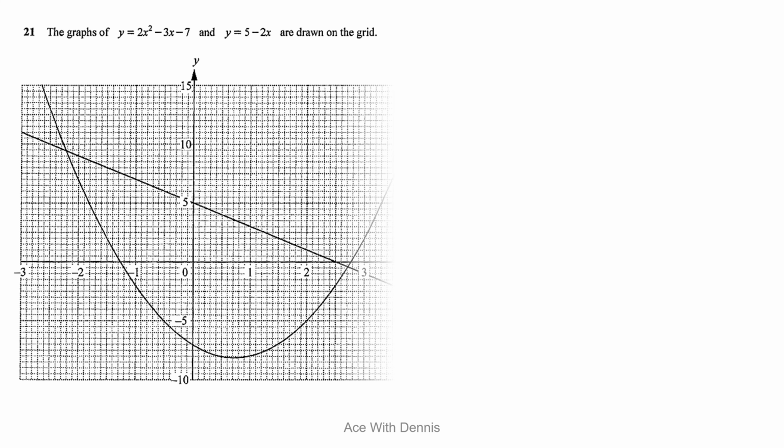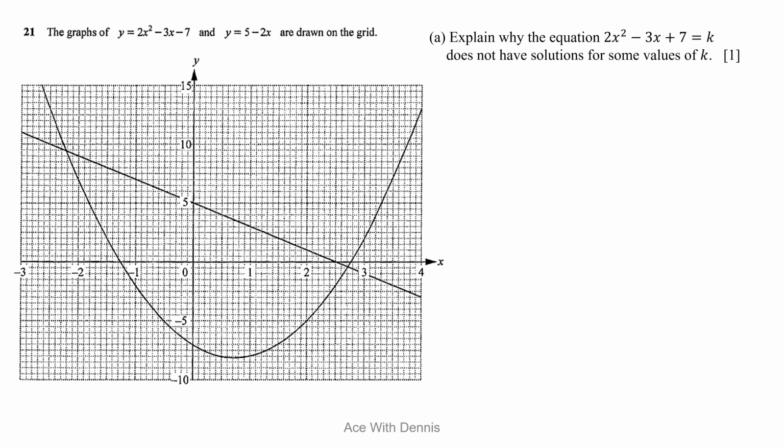Question 21. The graphs of y equals 2x squared minus 3x minus 7 and y equals 5 minus 2x are drawn on the grid. A. Explain why the equation 2x squared minus 3x minus 7 equals k does not have solutions for some values of k. 1 mark. So to answer this question, let y equals k, which is a horizontal line.